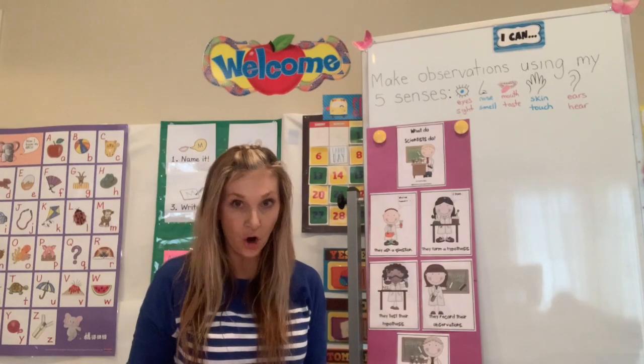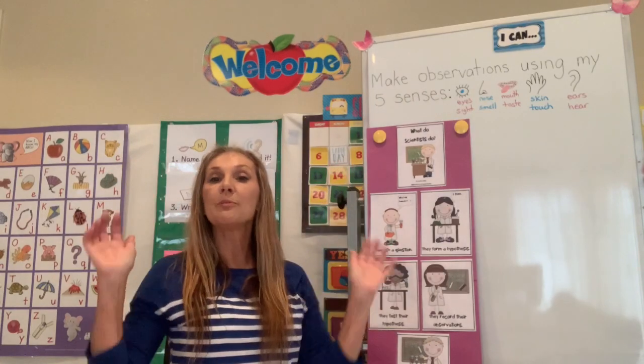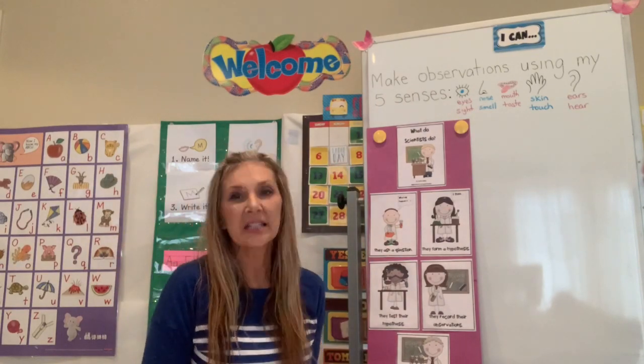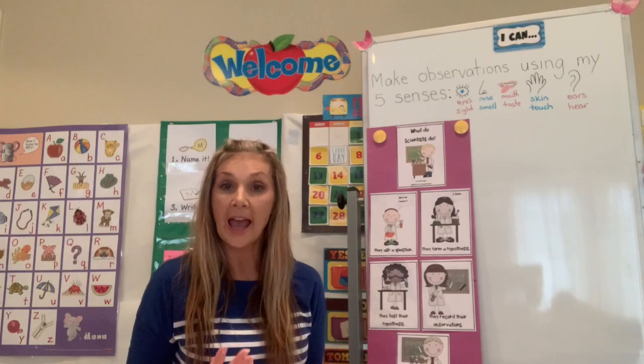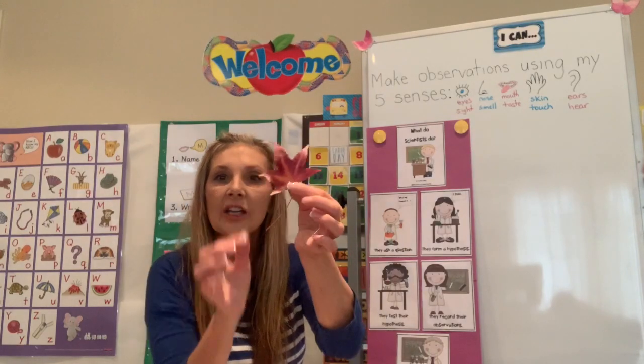So, boys and girls, this is science. It's not art. Art, you can be creative and make rainbow things. But in science, we want to be accurate. We want to look at the facts and record what we really see. So let's look at my leaf.